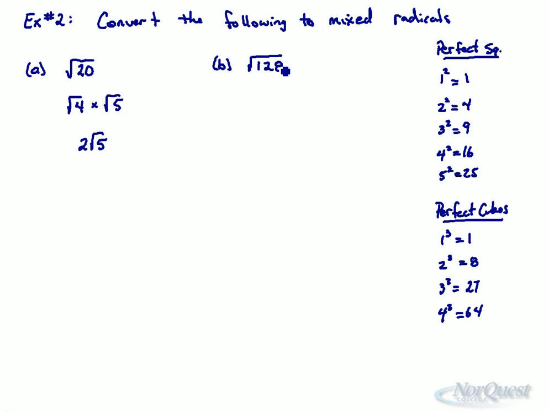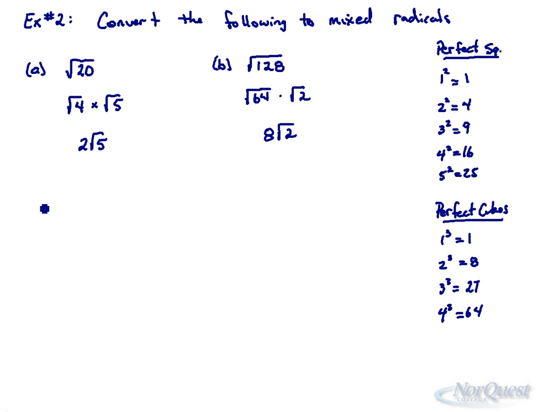Yeah, I could have divided this by 4, but I also know I could divide this by 64. So this could be written as root 64 times root 2. And the square root of 64 is 8, so we get 8 root 2. And again, if you punch these on your calculator, when you punch in root 20, you'll get the same decimal answer as 2 root 5. And if you punch in root 128, you'll get the same decimal answer as 8 root 2. They're considered to be equivalent, just written in a simpler form.